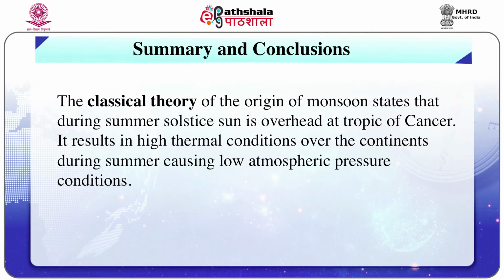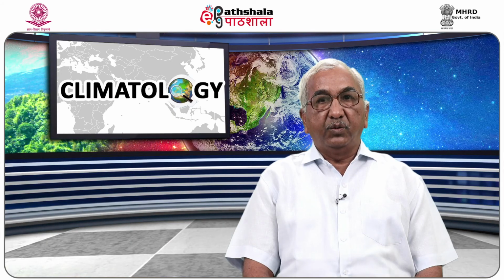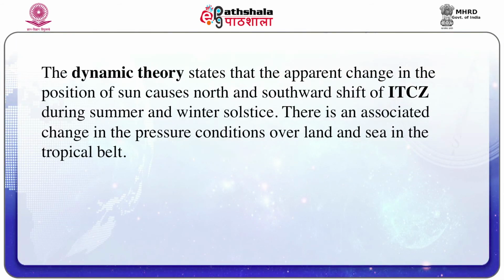The classical theory of origin of monsoon states that during summer solstice the sun is overhead at the Tropic of Cancer. It results in high thermal conditions over continents during summer, causing low atmospheric pressure conditions. Consequently, air movement from oceans to continents takes place, as oceans are related to relatively low thermal conditions during the summer season. The apparent changes in the position of the sun cause north and southward shift of the ITCZ during summer and winter solstice.